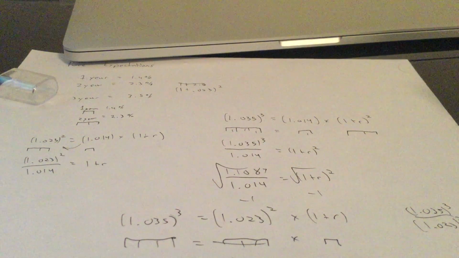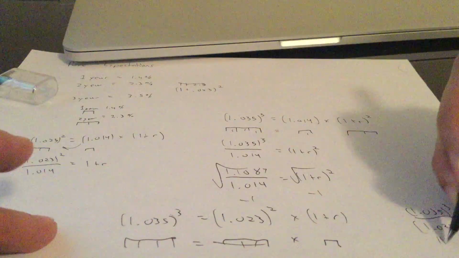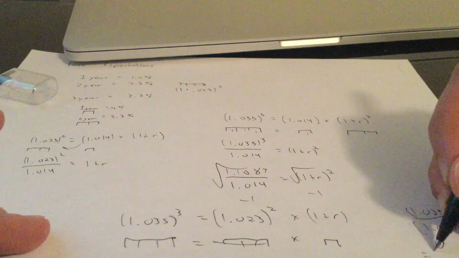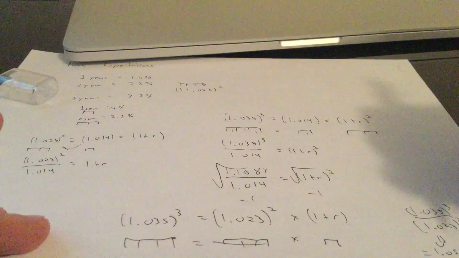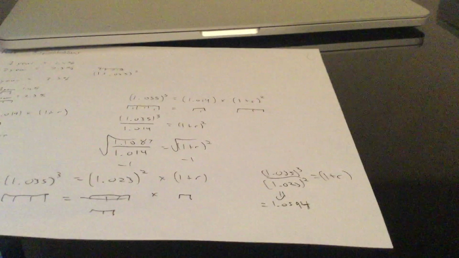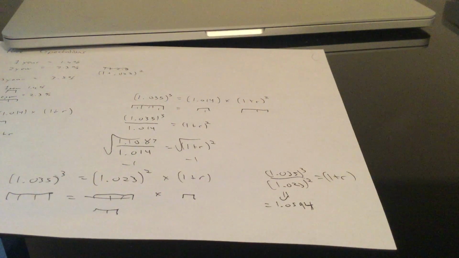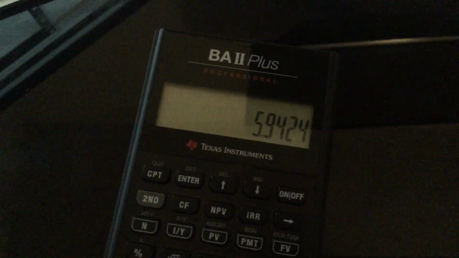And what I get is this right here is equal to 1.0594. Sorry. And I'm going to subtract out 1, and then I'm going to multiply by 100. And I get, this is hard, 5.9424.